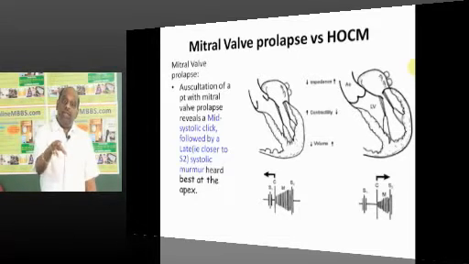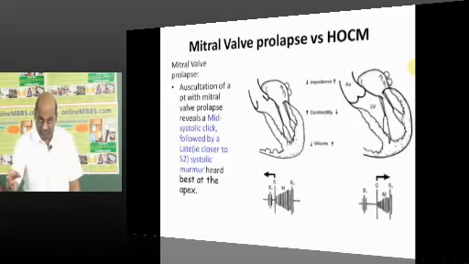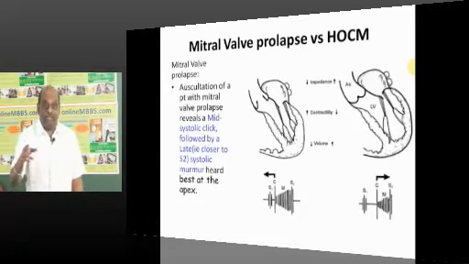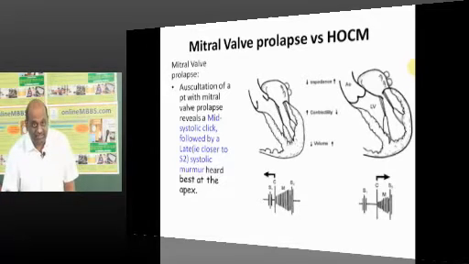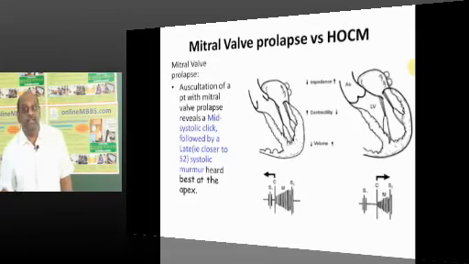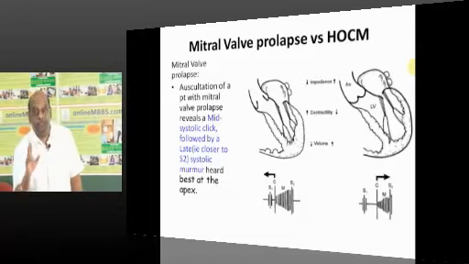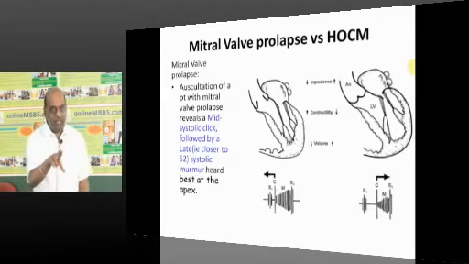The systolic murmur of HOCM and also MVP, both will worsen. Both of them will worsen if you decrease preload.